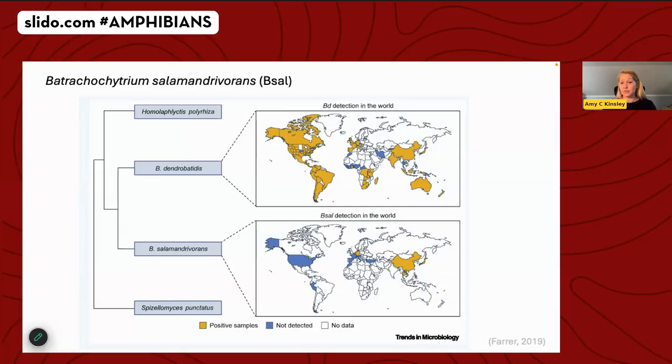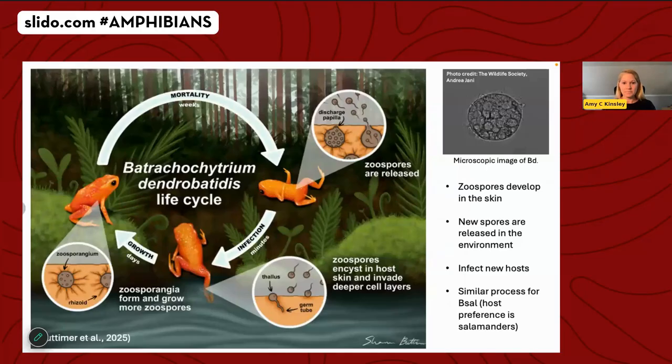And this raises a huge concern for us in North America. We have one of the highest diversities of salamanders in the world. And luckily, so far, current surveillance efforts have shown that BSAL has not been detected in wild populations in North America, but the risk of introduction remains.